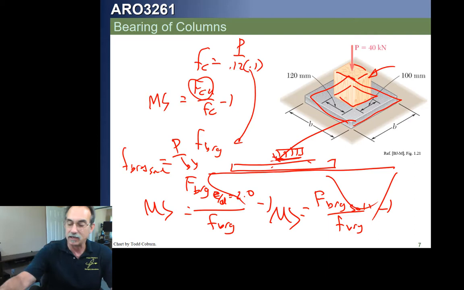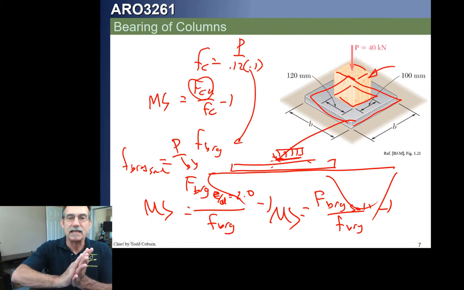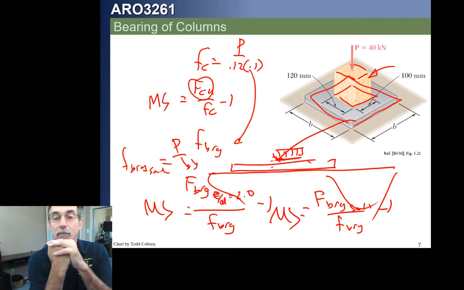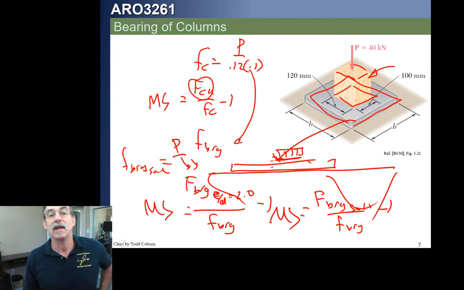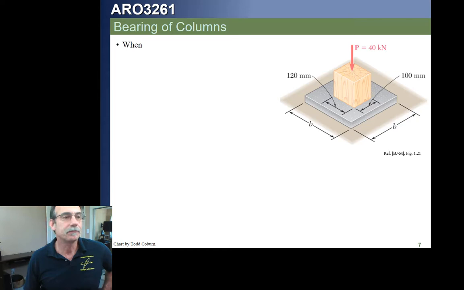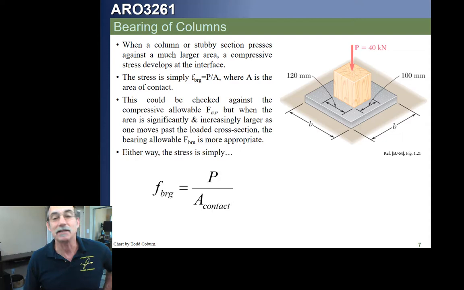That's bearing stresses, bearing like the idea of pushing against something. If it's a long slender member, we'll call it compression and check it against the compression allowable. If it's pressing into a continuous thing, like pressing into my body or into the floor, since there's a lot more area as you move away from where the force is applied, we can just call that bearing stress and compare it to our bearing allowable. Got it? That's what this says. Okay.